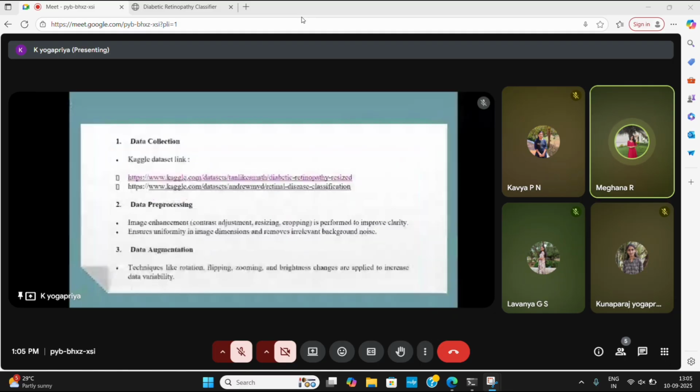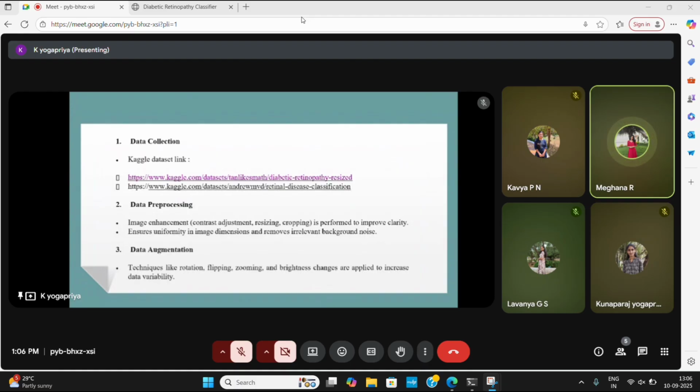And the second step is data pre-processing. Raw medical images may vary in size, quality, and lighting conditions. Pre-processing helps standardize these images for effective model training, like resizing all images to a fixed dimension, for example 224 by 224 or 512 by 512 pixels, the normalization of pixel values to a standard range, for example 0 to 1 or -1 to 1, and noise removal using filters.